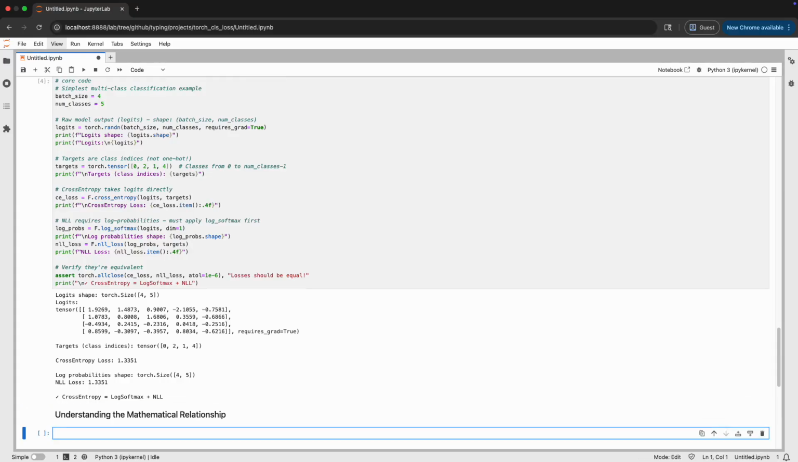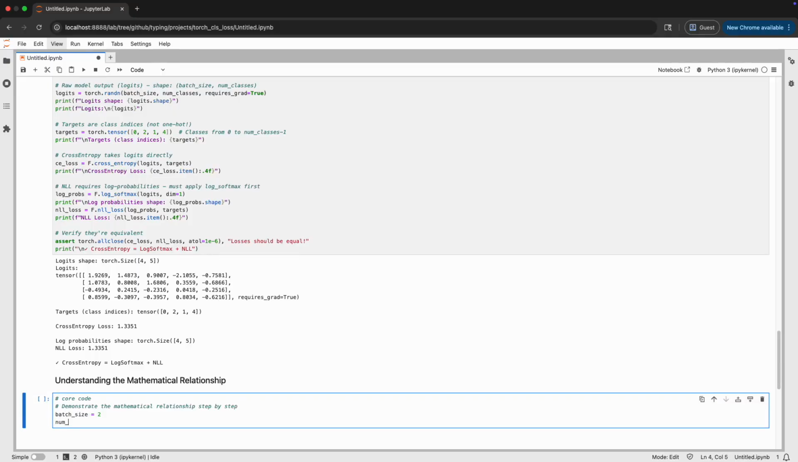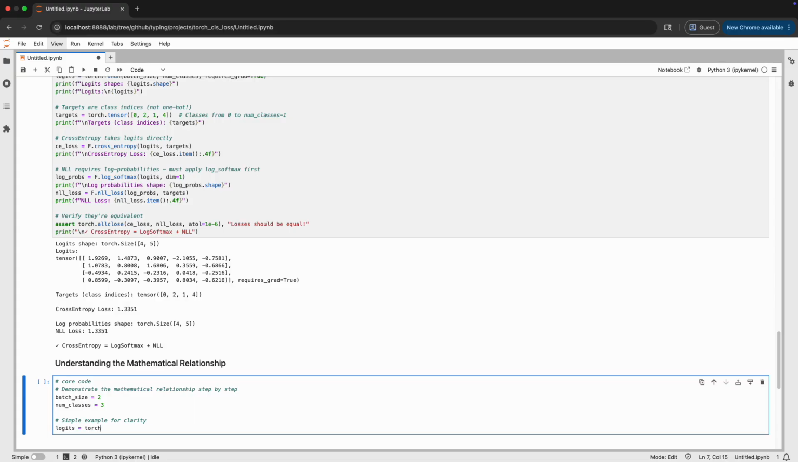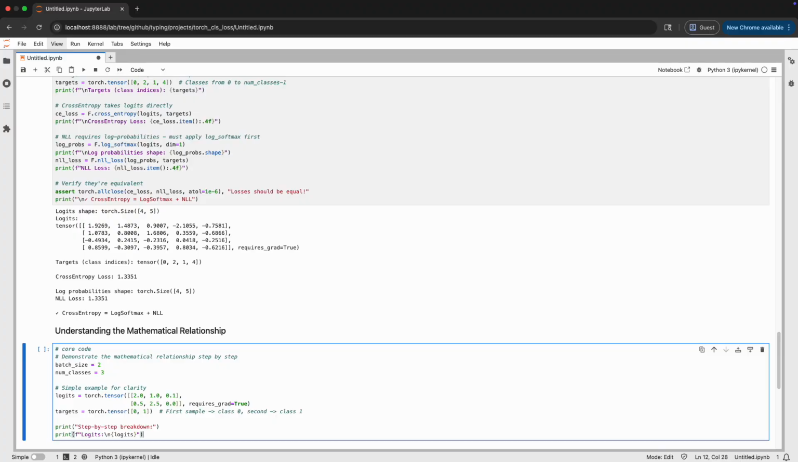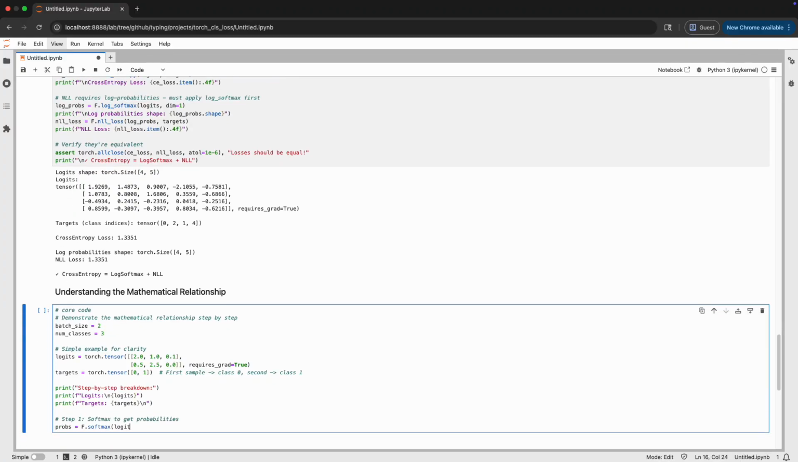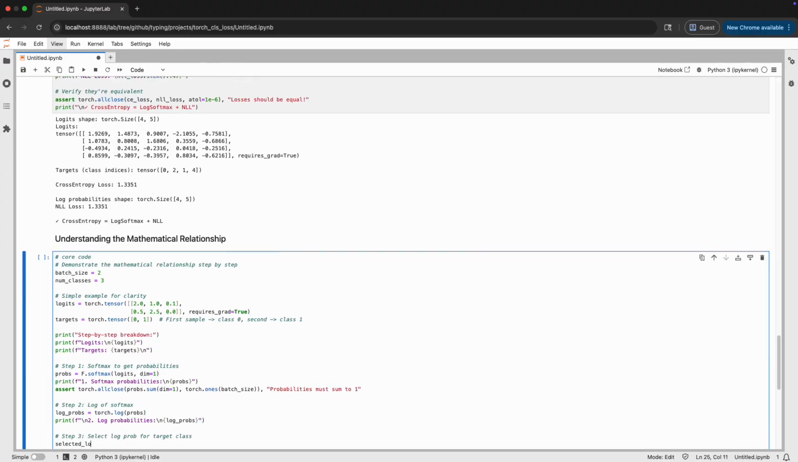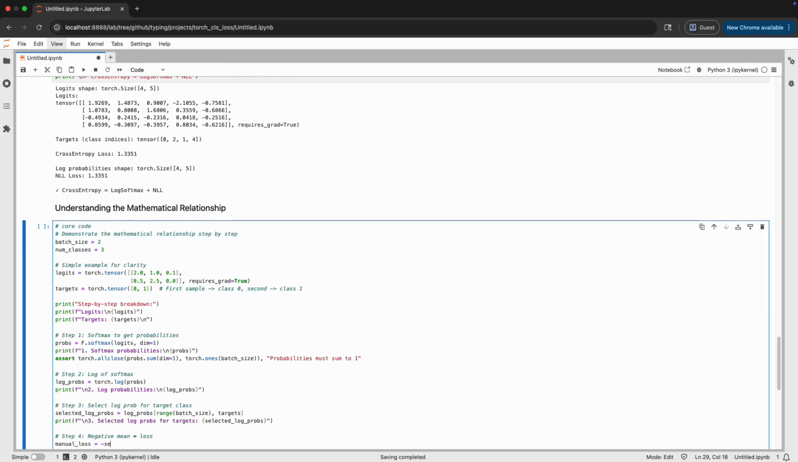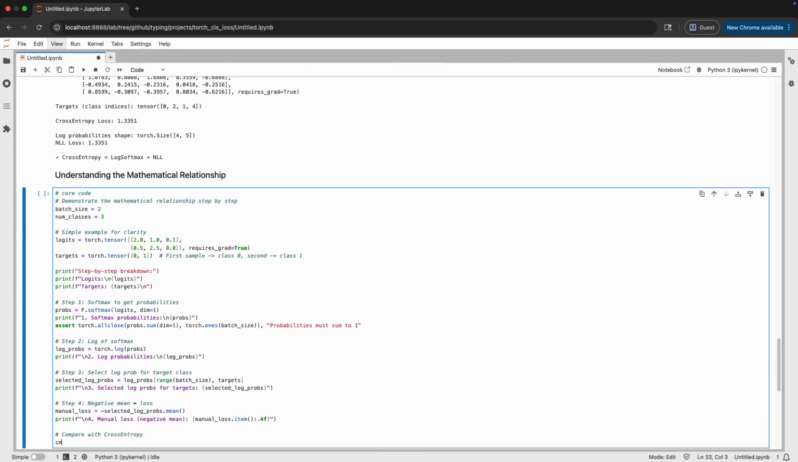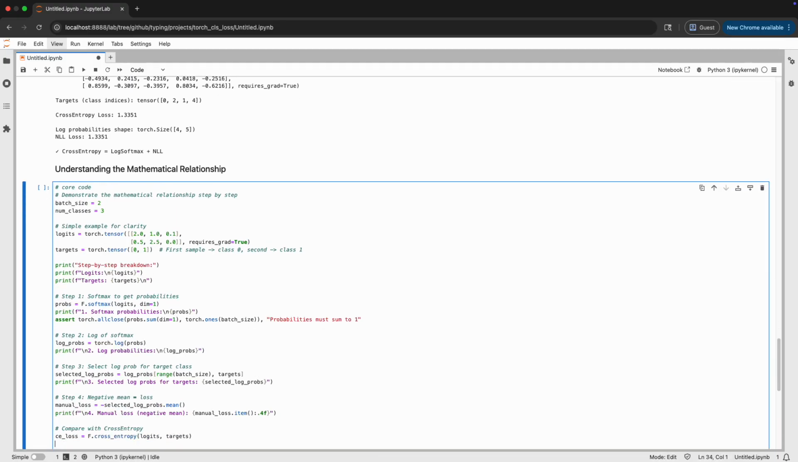Now, let's break down the mathematical relationship step by step to really understand what's happening inside CrossEntropy. Let me demonstrate the mathematical relationship step by step with a simple example. We have 2 samples and 3 classes. First, we apply softmax to convert logits to probabilities that sum to 1. Then, we take the logarithm of these probabilities. Next, for each sample, we select the log probability corresponding to the target class. Finally, we take the negative mean of these selected log probabilities to get our loss. This is exactly what CrossEntropy does internally in one efficient operation.